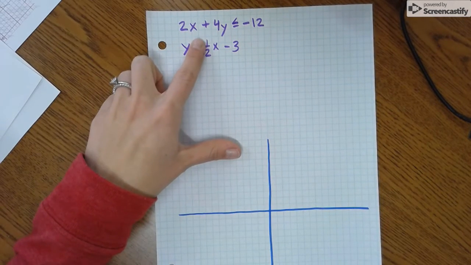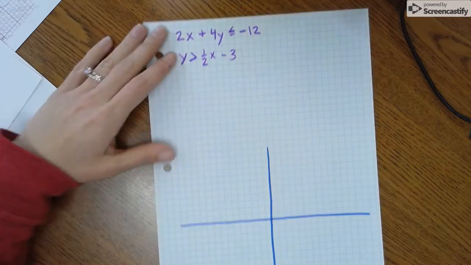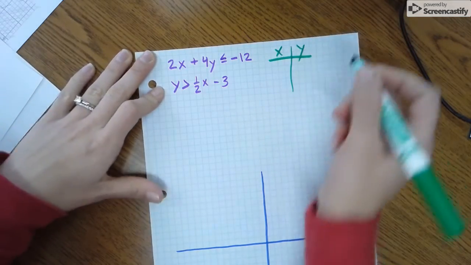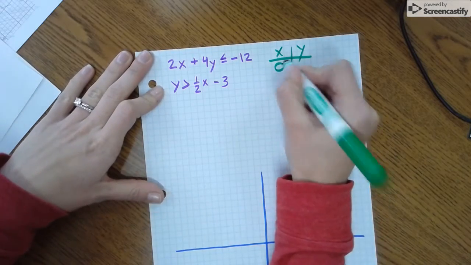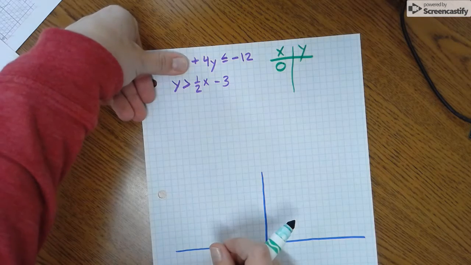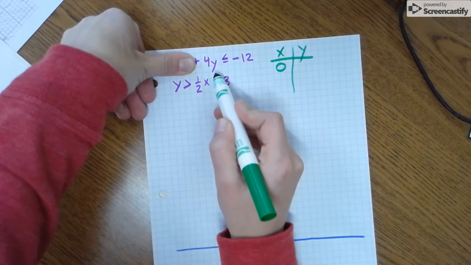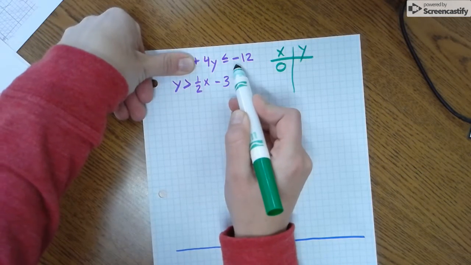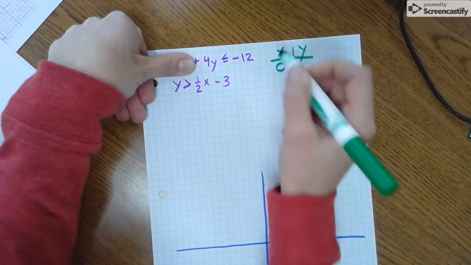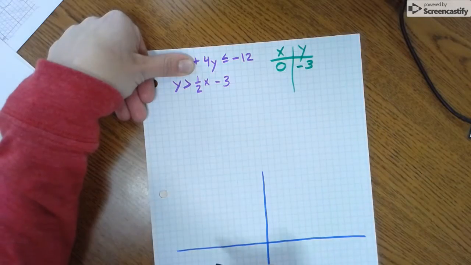This first equation is in standard form. And so if it's in standard form, I'm going to take the process of just finding the x and y intercepts. So if I plug 0 in for x, 2 times 0 is 0. And so this term is essentially gone. Okay, so how would I solve the equation 4y equals negative 12? Well, I would divide by 4. So negative 12 divided by 4 is negative 3.